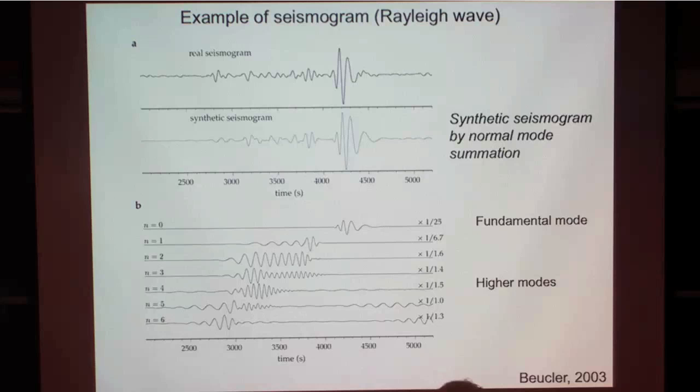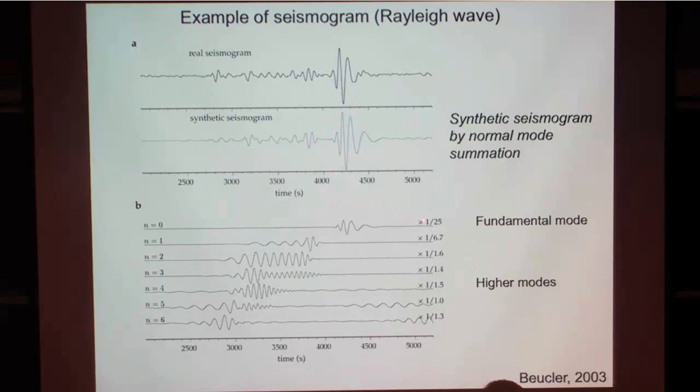And you can see it's not so bad. We have some good agreement. We have some difference in time, but the synthetic seismogram, which is calculated for a 1D Earth model, usually the PREM model, is not so far from the real seismogram. I also show here that we have different kinds of modes for surface waves.